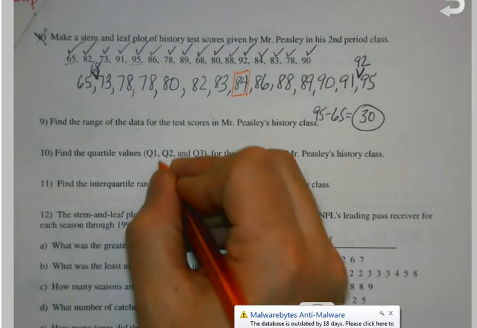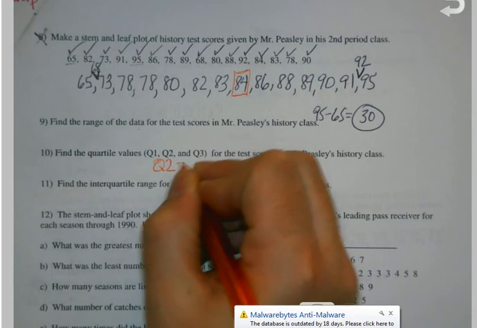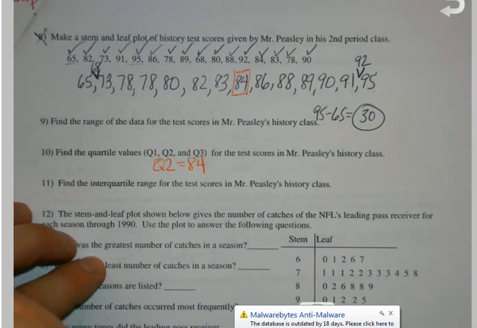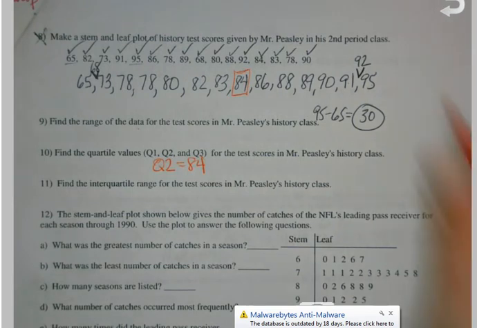My Q2 value, my median, is 84. That's my number that's in the middle of my list. I have 83. You have 83. Well, let me double check again and make sure.